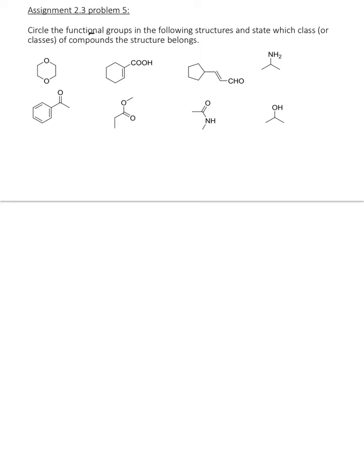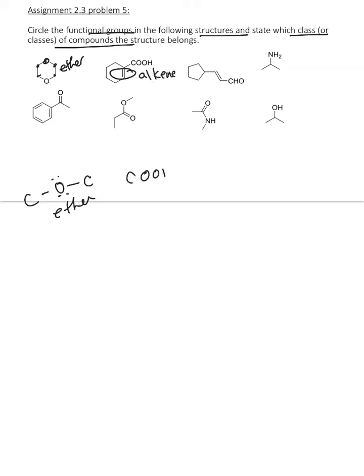Okay, problem 5. Circle the functional groups in the following structures and state which class or classes of compound the structure belongs to. Okay, so you need to get some index cards and start really learning your functional groups. This is an oxygen. Oxygen can be bonded to two things. It's bonded to a carbon and a carbon, so this makes it an ether. This is a double bond, that makes that an alkene. If you do the Lewis structure of a COOH, you will see that that is a carboxylic acid.